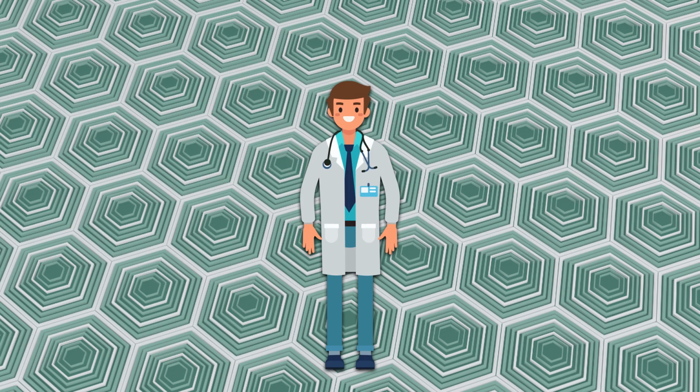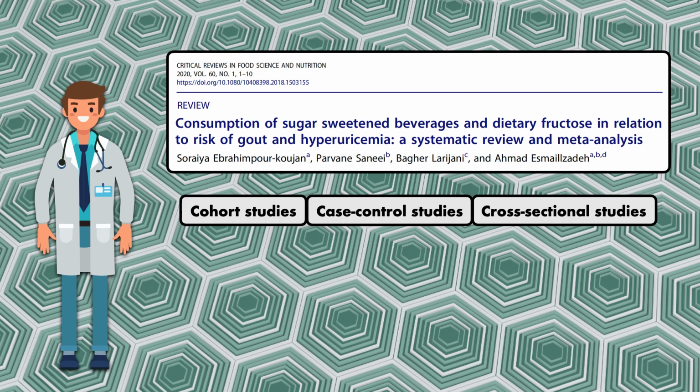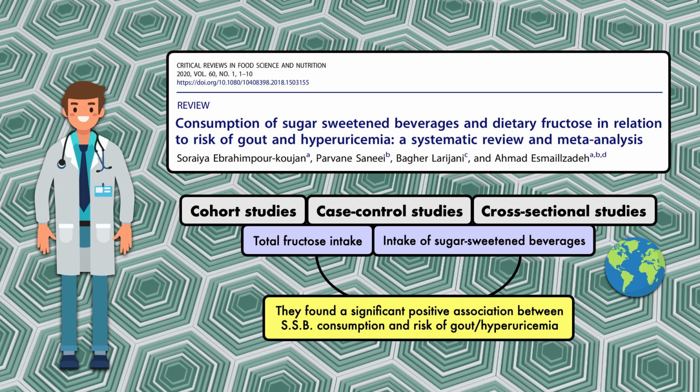The second publication is also a systematic review and meta-analysis, but it was published in 2020 by Ibrahimpour Kujan et al. Using data from cohort, case control, and cross-sectional studies, they focused on total fructose intake, as well as the intake of sugar-sweetened beverages, which are a major source of fructose globally. They found a significant positive association between sugar-sweetened beverage consumption and the risk of gout and hyperuricemia.